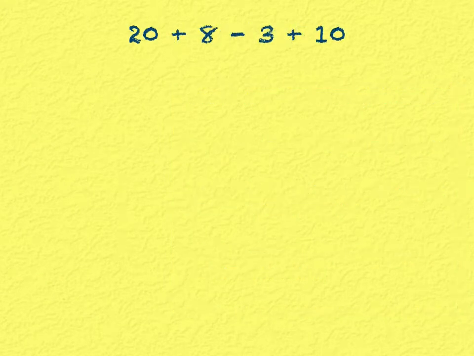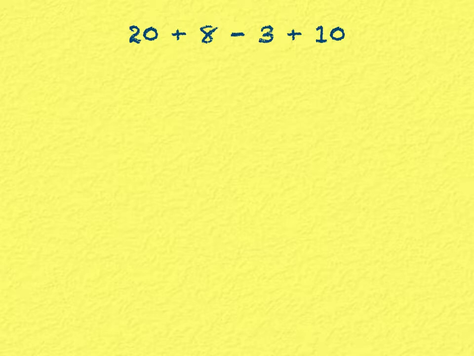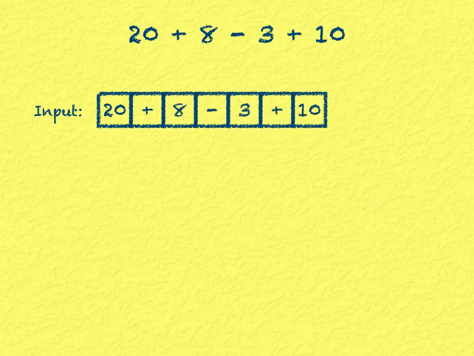Alright, so here's the first expression that we're going to convert. 20 plus 8 minus 3 plus 10. The first thing we're going to do is to take each operator and each number and make it an individual token and insert these tokens into a queue of tokens in the order that they appear in the expression. And then the output of this algorithm will be a queue of tokens as well, where the tokens will appear in the order that they should appear in the postfix expression.